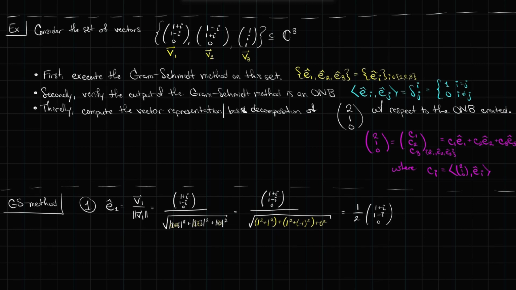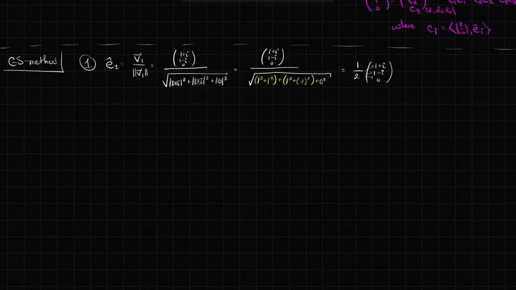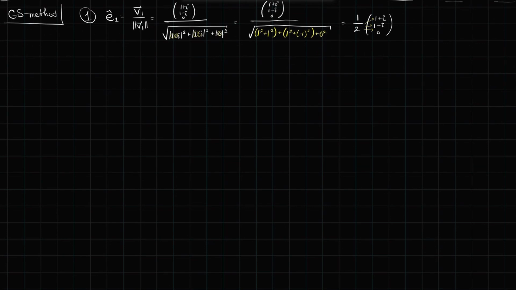If I wanted to, I could distribute the 1/2 to the inside, but I won't. I think actually a lot of times with Gram-Schmidt and even other vectors, once I normalize them, it is actually to my advantage to just leave them out front. Anyway, I've found e1 now. To find e2 hat, I'm going to take v2, I'm going to subtract the inner product of v2 against e1 hat, and multiply that by e1 hat. I'll then have to normalize everything.